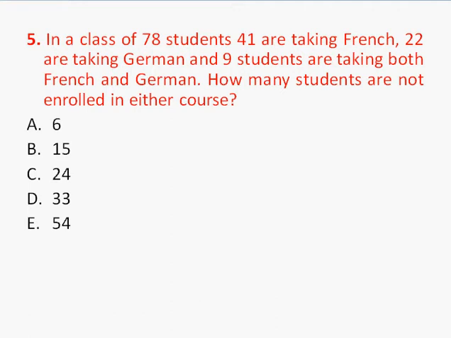One way is to draw a Venn diagram and use your logical ability to solve this question. But there is one more way, which is very easy to do. So we need to find out students who are not enrolled in any course. We know 41 are there in French, 22 are there in German, and 9 students are taking both French and German. But students which are taking French, some of them might be taking German, and students which are in German might be taking French, right? So we have to eliminate those things.